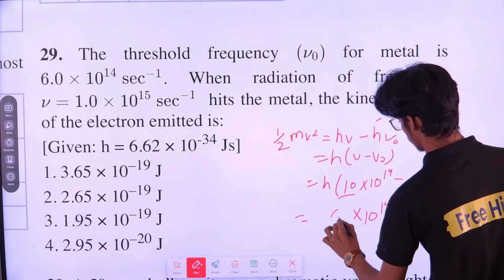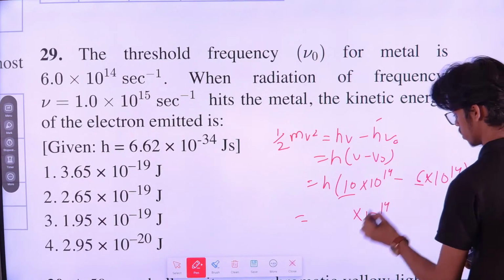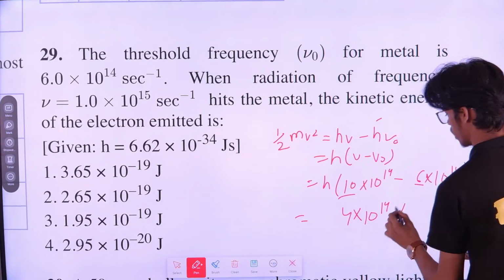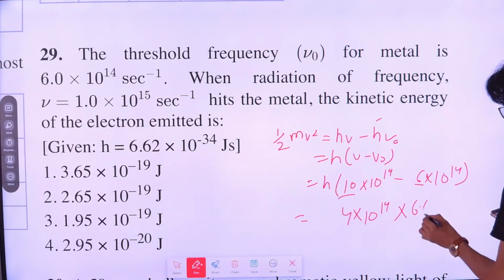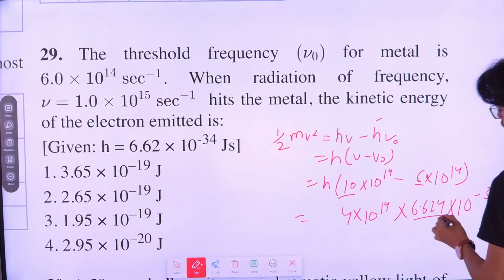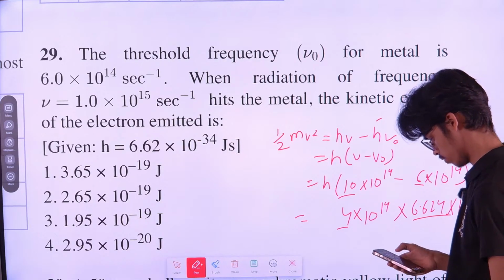Okay, 6, 10 to the power 14 common. 10 minus 6 is 4. Okay, 10 minus 6 is 4. Yeah, 4. And then the value of h is 6.624 into 10 to the power minus 34 joule second. Okay, so multiply this value with this value. 6.624 into 4. How much is 6.624 into 4?